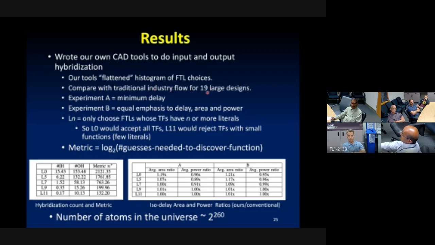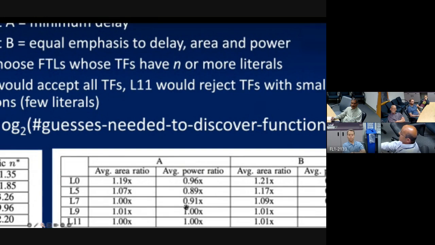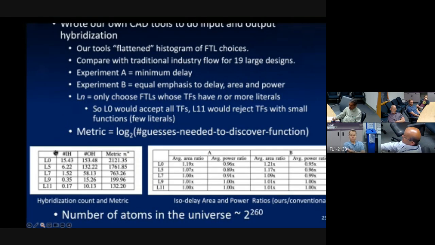We tested this out on 19 large designs, did 2 experiments. Experiment A, whose results are on the left. Oops, I guess I should zoom in a little bit. On the left of this table, and then B on the right of the table. Experiment A is for minimum delay. Experiment B is for an average improvement, with emphasis on delay, power, and area.